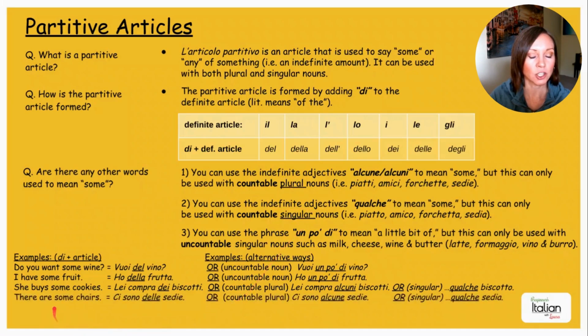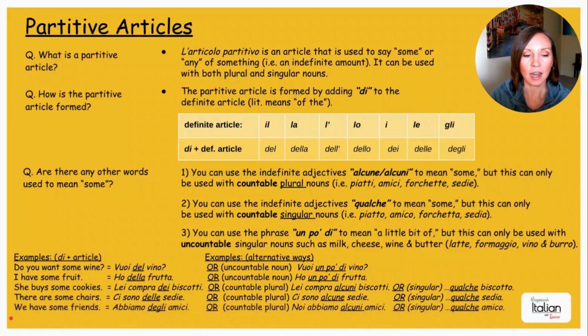There are some chairs. Ci sono delle sedie. Okay, delle, because sedie is feminine plural. Or because it's a countable plural noun, we can say ci sono alcune sedie. Alcune sedie. Okay? Or we can make it singular and say qualche sedia. Qualche sedia.